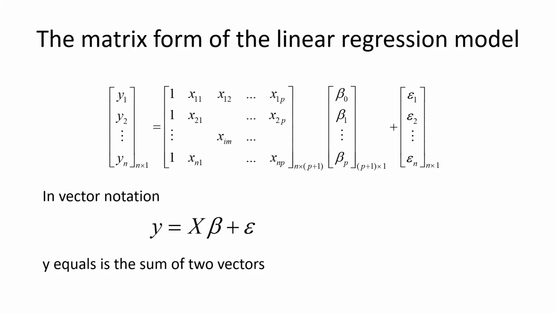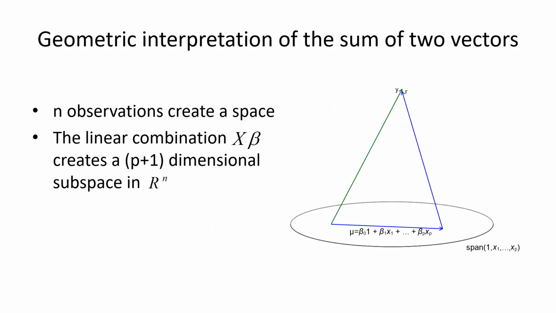Well, this is where geometry starts. We have n observations, and these n observations create an n-dimensional space, because the observations we observe are random, right? So we're somewhere in this n-dimensional space. Each observation is one of the dimensions. Now, we are expressing this as the sum of two vectors, and the first vector is x beta.